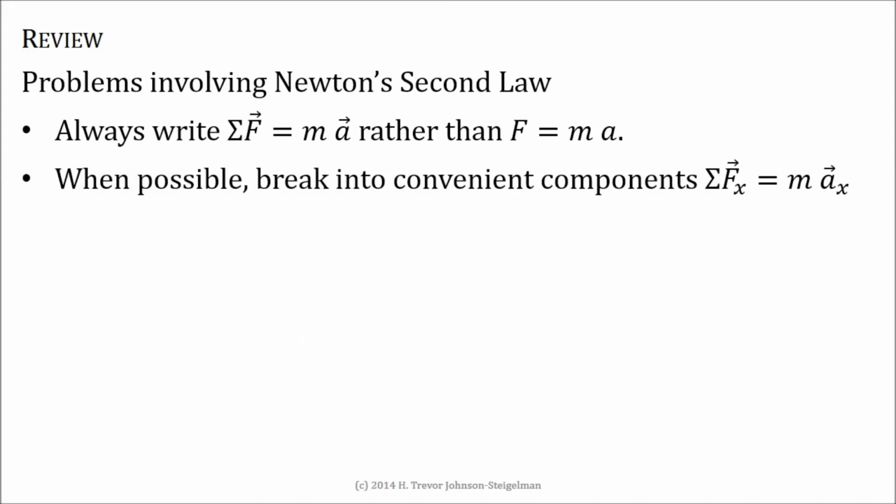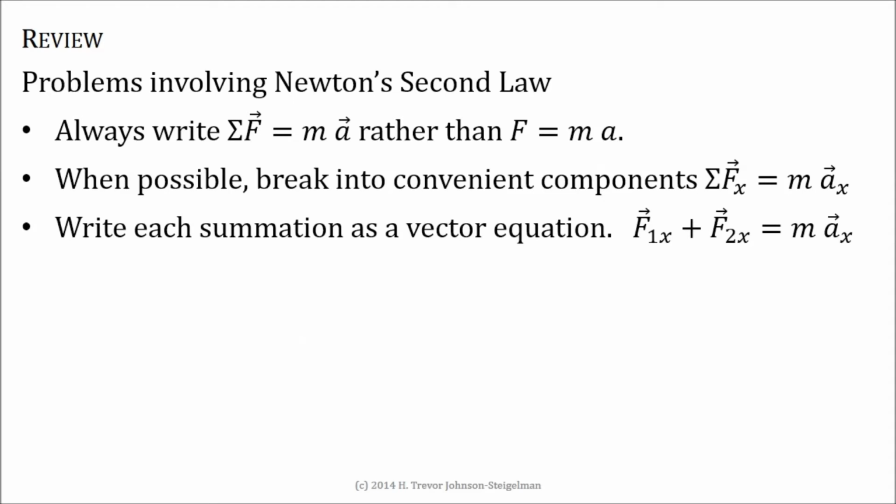Okay, and then when possible, break it into convenient components, usually the x component and the y component. When you're on a slope, you do something slightly different, but it's the same idea. Break it into components. And then for each of these equations, break out the summations: F1 in the x direction, F2 in the x direction. You might have a bunch of other forces that you add in that x direction. Those are equal to the mass times the acceleration in the x direction.